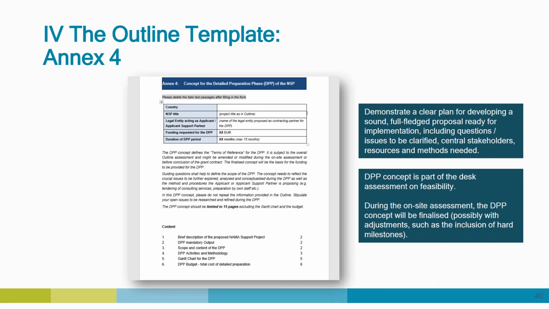It should also identify central stakeholders for the project preparation, as well as the resources and methods that are required. Note that the concept should include a budget and Gantt chart for the detailed preparation phase. Support for creating these two items is provided in the outline template.